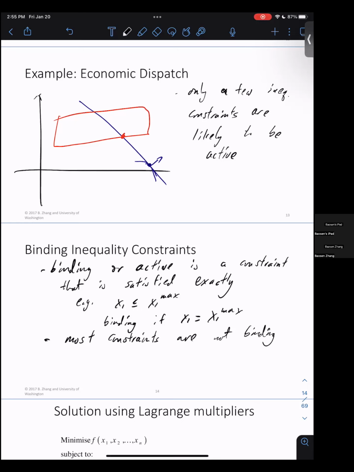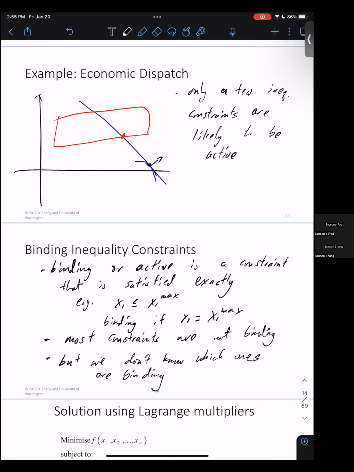The problem is that you don't know which one is binding. We know that most of them will not be active or binding, but before solving the problem, we don't know which ones are binding. So the idea is you basically go and guess.